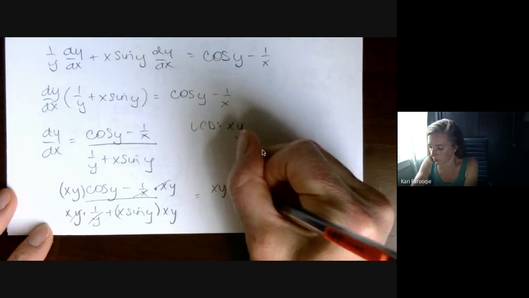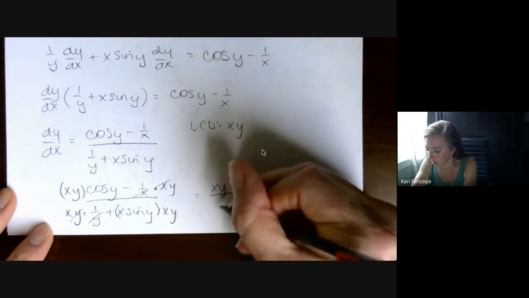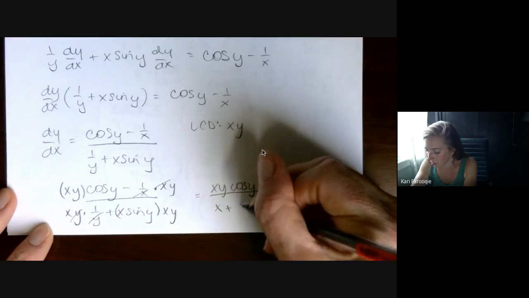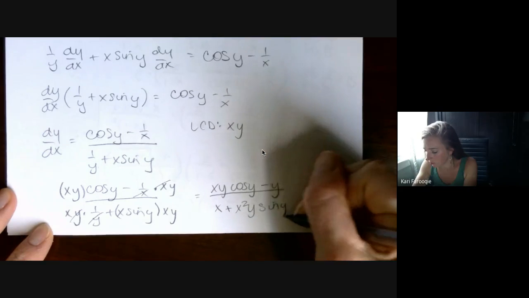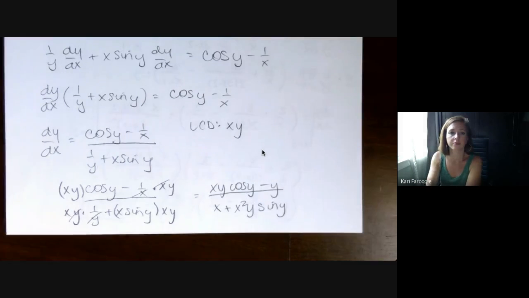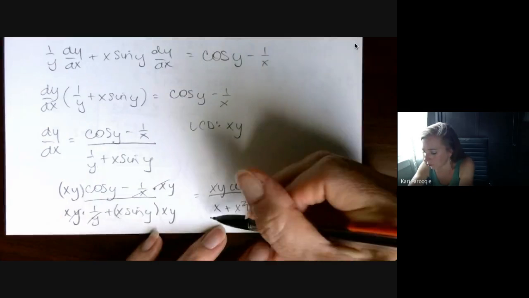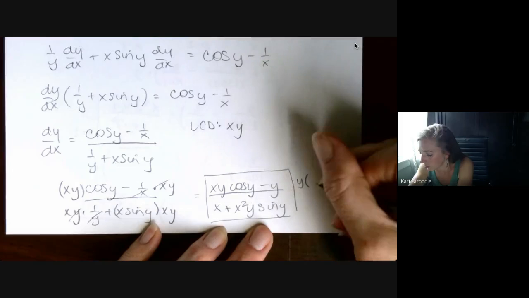So that leaves you with xy cosine y minus y divided by x plus x squared y sine y. They factored out a y from the numerator and an x from the denominator. You can do that if you want to. You certainly don't have to. This is perfectly acceptable. If you did factor, it would look like this.